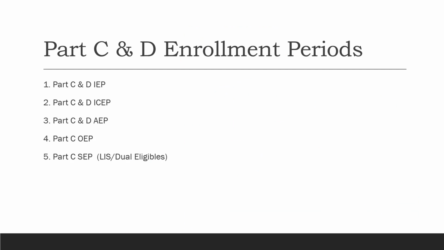All right, Part C and D enrollment periods. So Part C and D are Medicare Advantage and Medicare drug plans. Part C and D share 3 enrollment periods, and that's the IEP, the ICEP, and the AEP. Part C has an open enrollment period that's separate, and Part C also has a special enrollment period for low-income subsidy beneficiaries and people who have both Medicare and Medicaid.